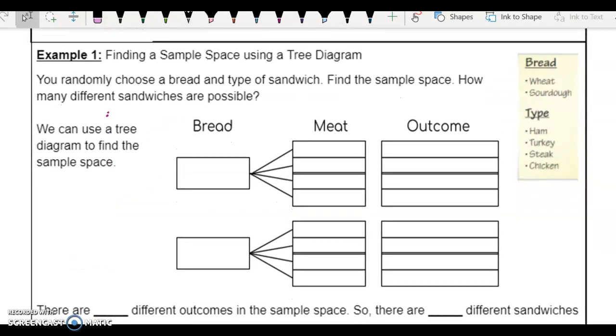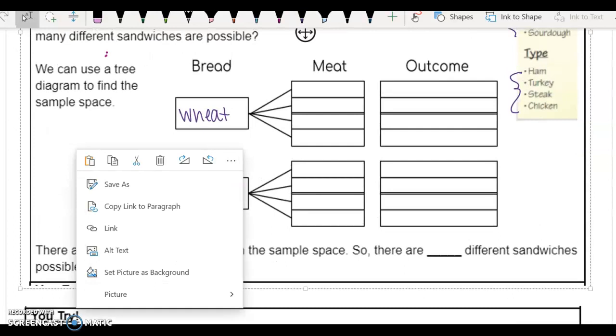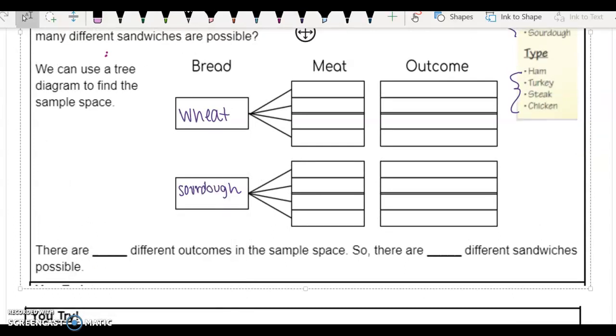Example 1 is finding a sample space using a tree diagram. You randomly choose a bread, which they're both over here, and then a type of sandwich. So we need to pick what type of meat we want. Find a sample space on how many different sandwich possibilities there are. First thing we do is put the two types of bread in the two boxes. So we have wheat or sourdough bread, and those are our only two options right now.